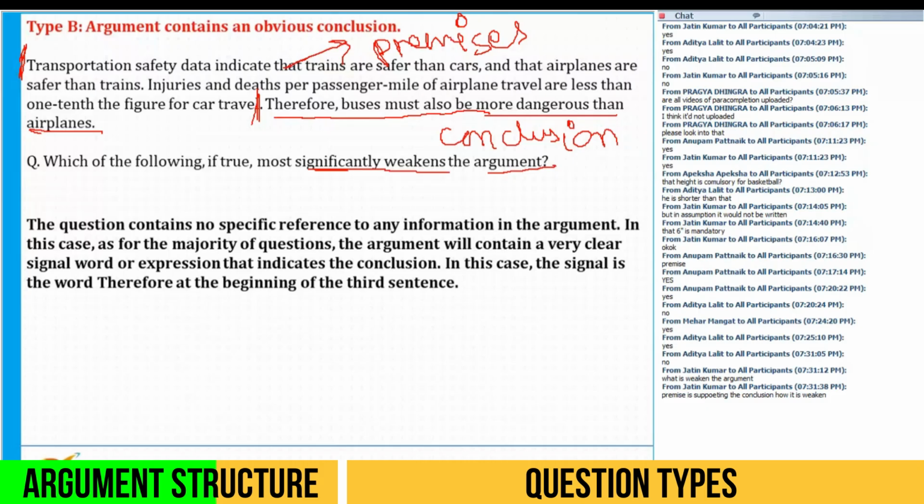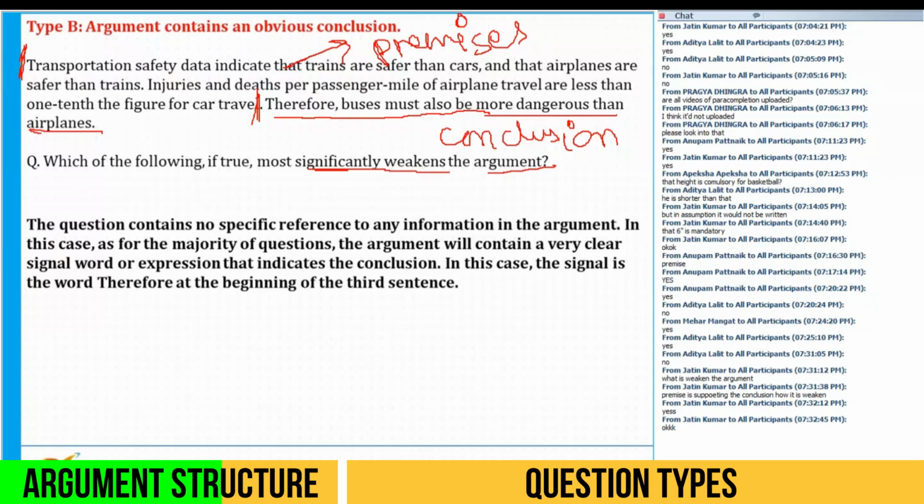In this particular question, which of the following, if true, will most significantly weaken the argument? What will weaken the argument will be in the options. From those options, you will have to check which one of them does not support the conclusion at all. Right now, your question is hypothetical. Yes, the premises are supporting the conclusion. I understand. Premises always support the conclusion, but that does not necessarily mean that the conclusion is right.